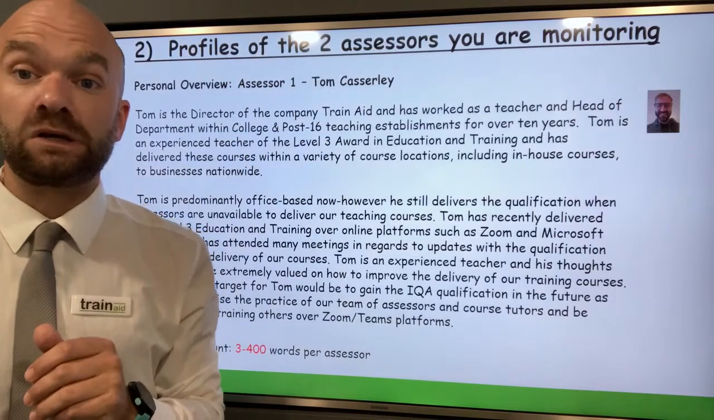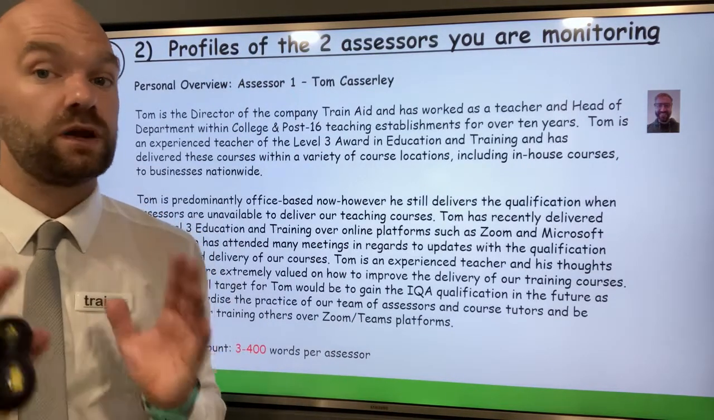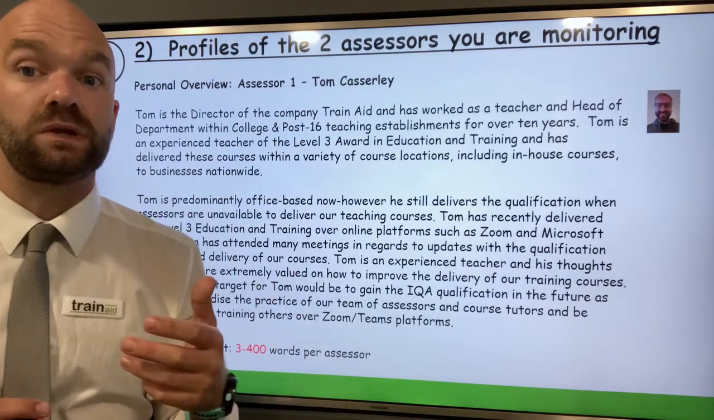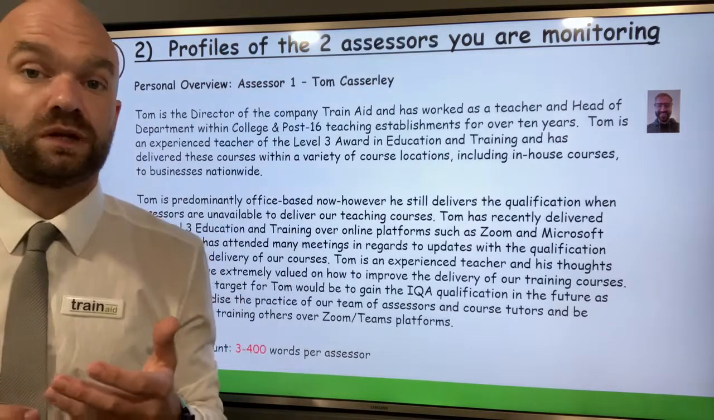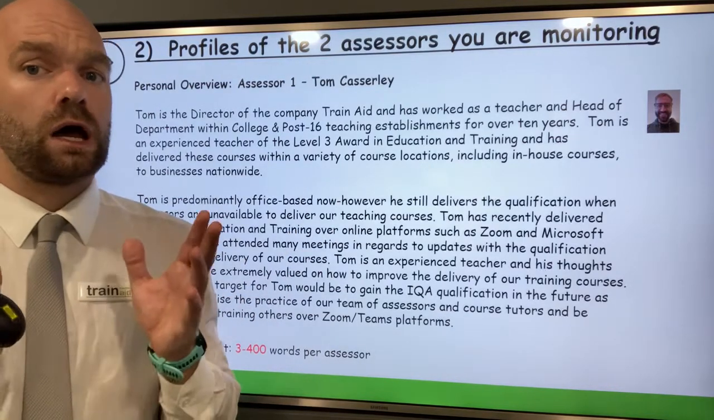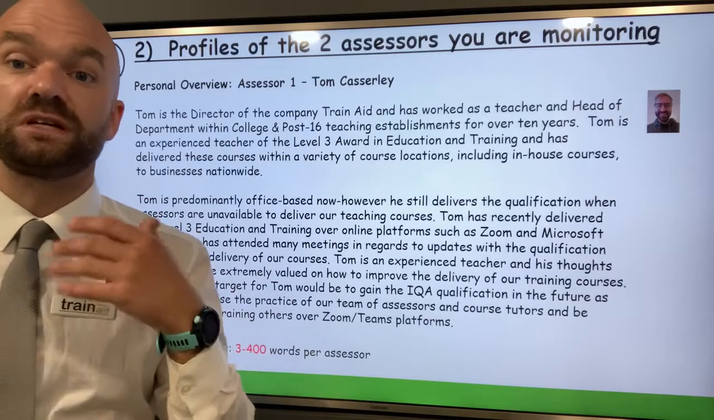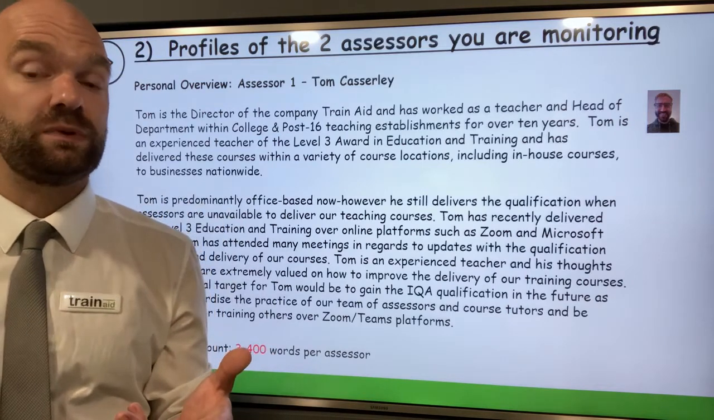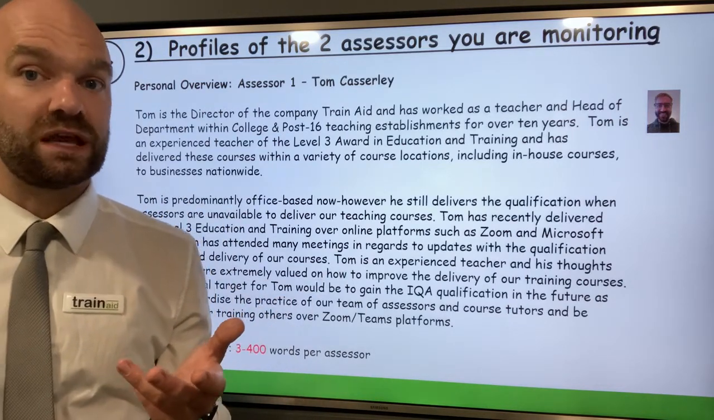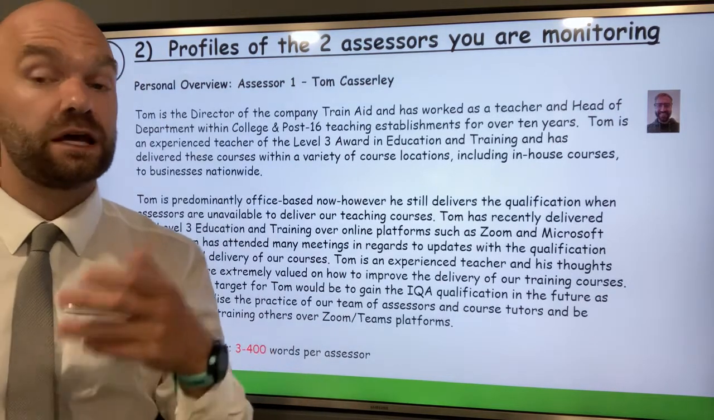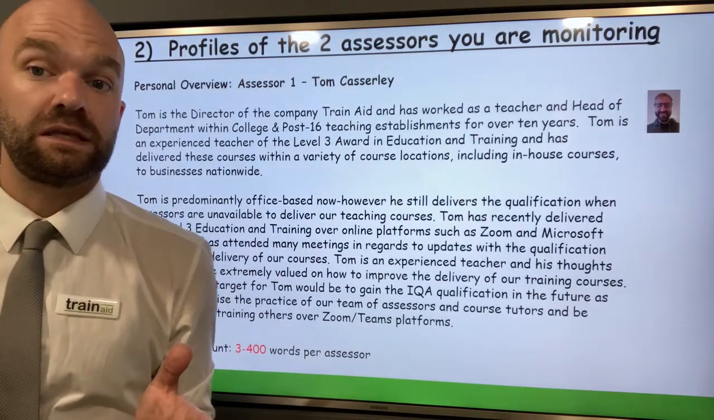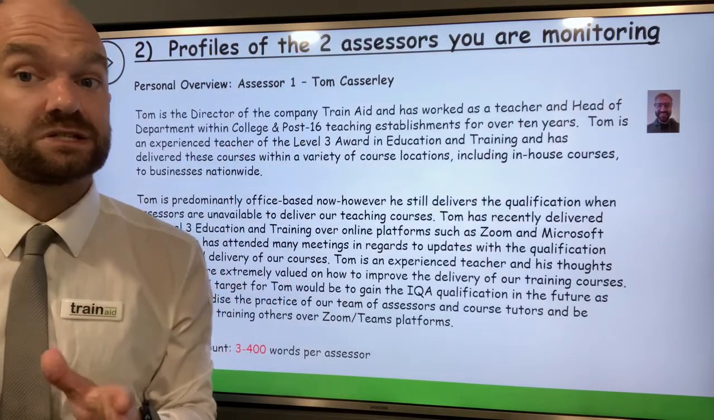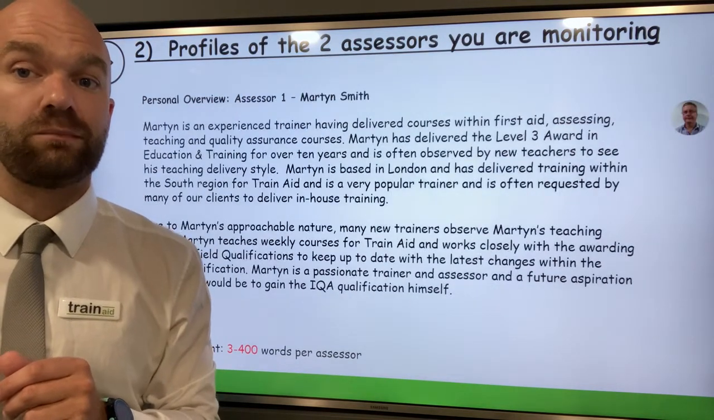For the purpose of the IQA profile, the train aid example is, first of all, my profile is on one of my colleagues, Tom Castley. Tom is a very experienced trainer. He has taught within sixth forms. He's been a previous head of department, and he still teaches on the Level 3 award in education and training. Tom is very much office-based now, but still does teach on some of our Level 3 teaching courses. He does, of course, still need to be aware of the latest updates from Highfield Qualifications. An aspiration, of course, with Tom would be to gain the IQA qualification as well. So Tom is one of my assessors for the Level 3 qualification that I'm monitoring.